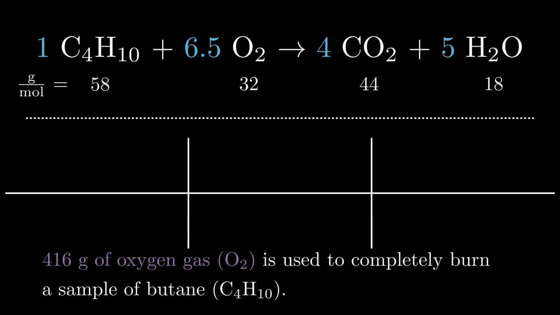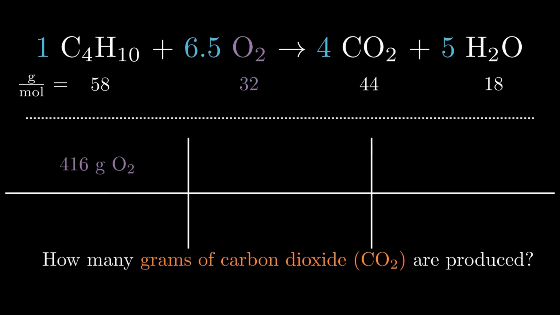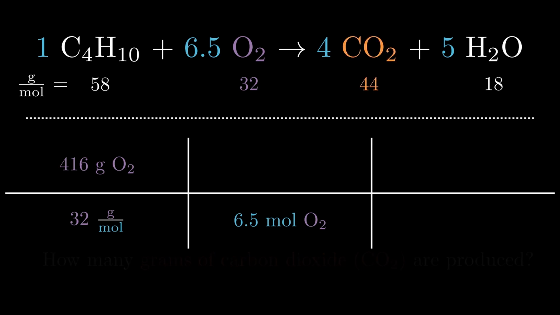The question gives us 416 grams of oxygen, so that goes in the top left. Underneath that goes its molar mass of 32 grams per mole. Finally, put the coefficient of the given from the equation into the bottom middle box. The question wants us to find carbon dioxide, and there is a 4 in front of it in the equation, so that goes in the top middle. All that remains is the boxes on the right, where the molar mass of CO2, which is 44 grams, goes on top, and 1 mole goes on the bottom.